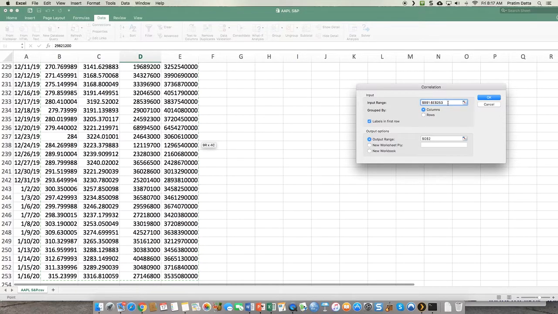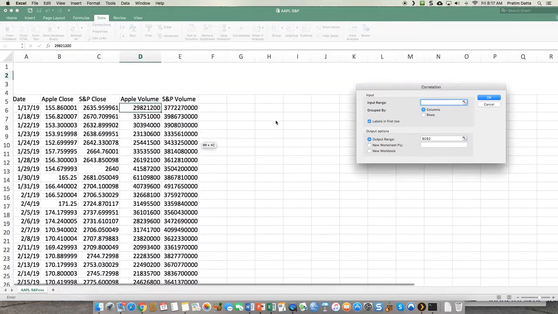We can therefore quickly say there were 252 days of trading between the 17th of January 2019 and the 16th of January 2020. We can easily say we had 252 days of trading. So then it says, this is our input range. Once again, I'll do a quick coverage.